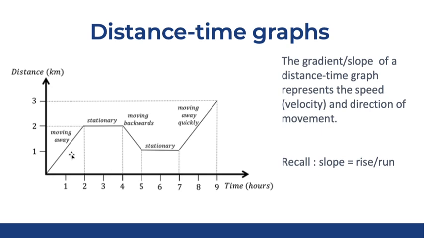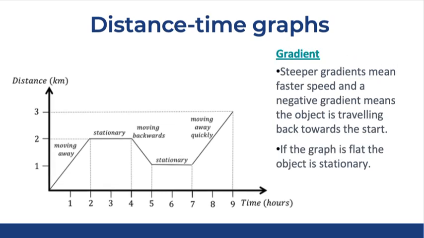Let me repeat that again. So we know that the change in y over change in x, which is our gradient, rise over run, is actually helping us in this scenario to find speed. So the steeper the gradient, the faster you're moving. If the line is going down, it's coming back to the starting point, and you can assume that it is traveling back towards the starting point.